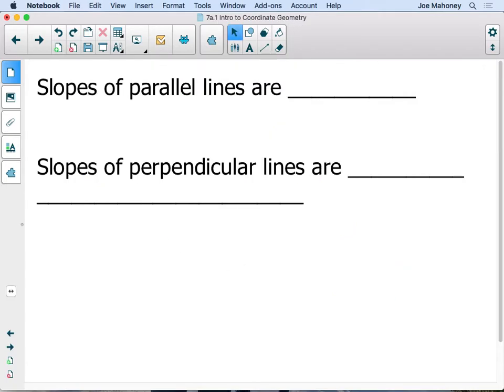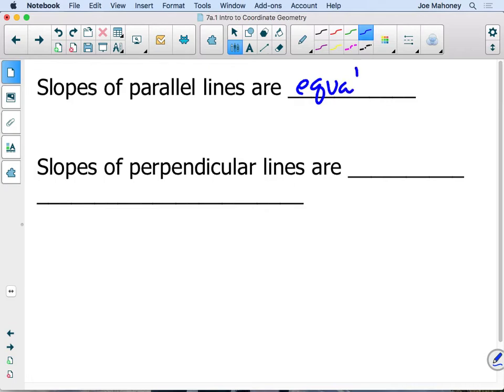All righty. Two other concepts here. The slopes of parallel lines are equal. Should make sense. If those two lines are parallel, they have the same steepness. Now, the new one, the slopes of perpendicular lines, are things that we call opposite reciprocals.